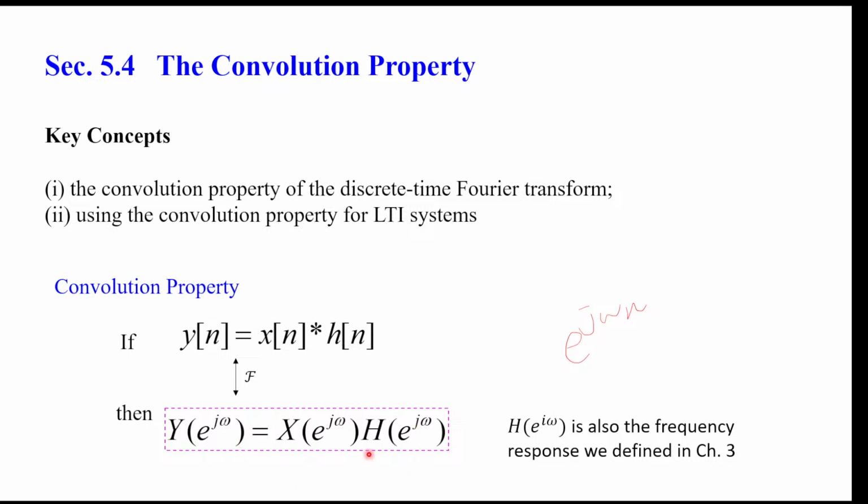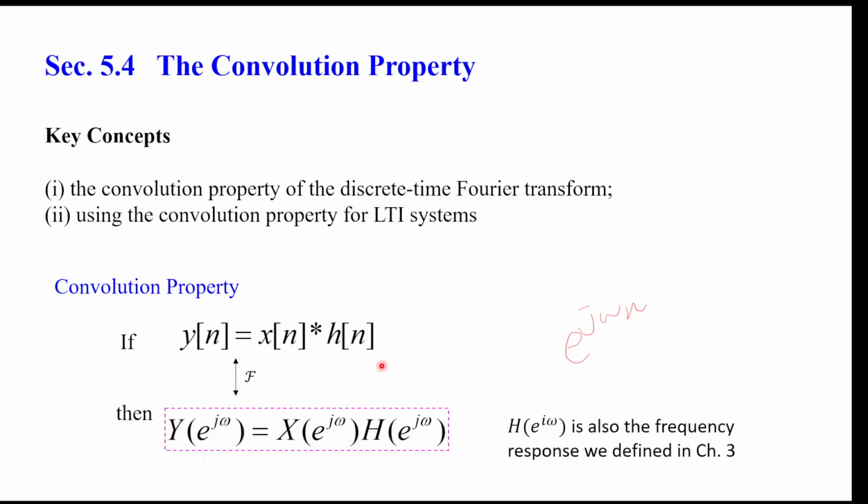Just like in chapter 4, this has a very nice interpretation in terms of LTI systems. If y[n] is the output of your LTI system, x[n] is the input, and h[n] is the impulse response, then in the frequency domain your output is your frequency domain input multiplied by the system function big H.